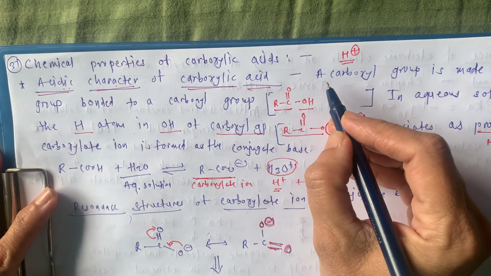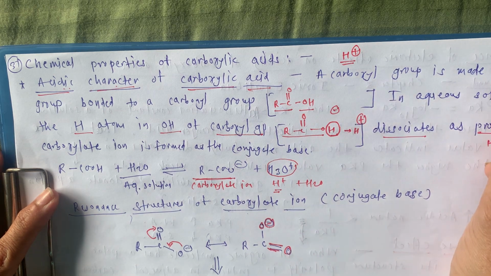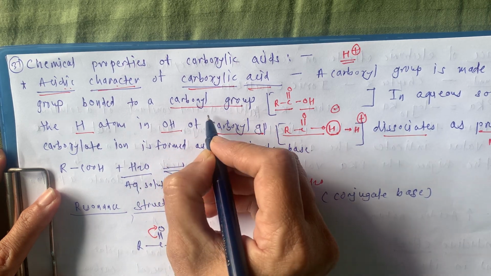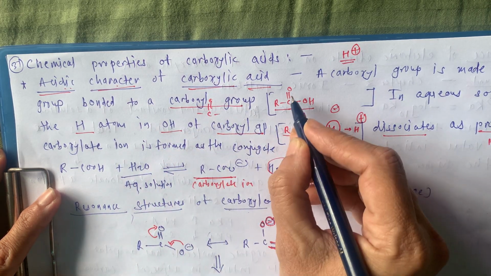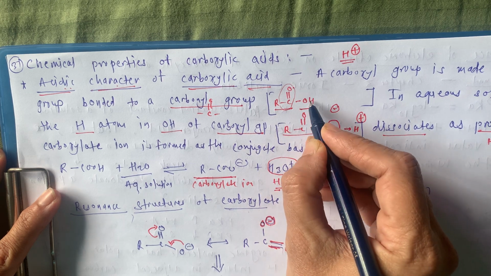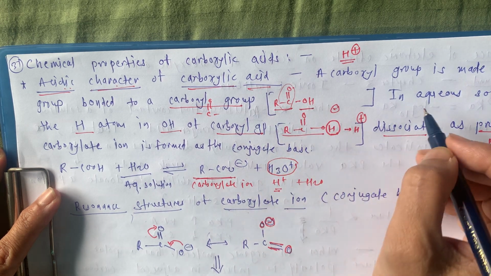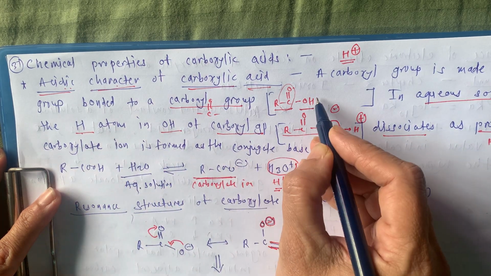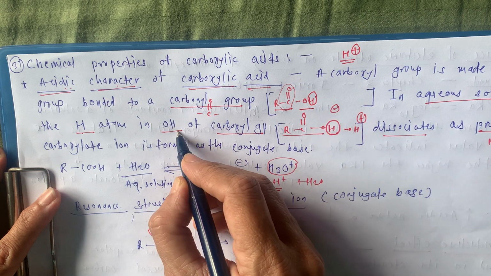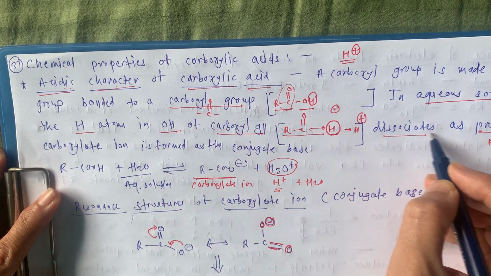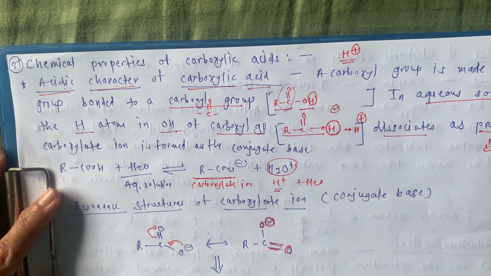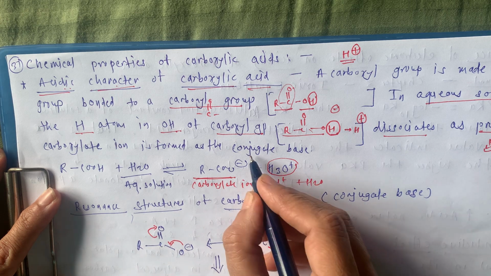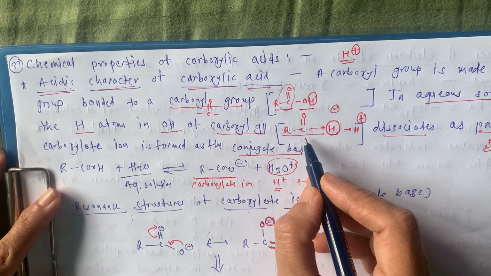In the carboxyl group, we know that there is a dash OH which is bonded to the carbonyl group. So here is the carbonyl group, and to this the OH group is attached. In aqueous solution, the H atom from this OH of the carboxyl group dissociates as a proton, and the carboxylate ion is formed as the conjugate base. So what is going to happen?